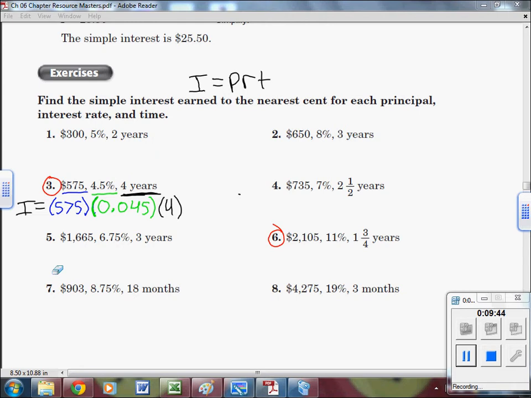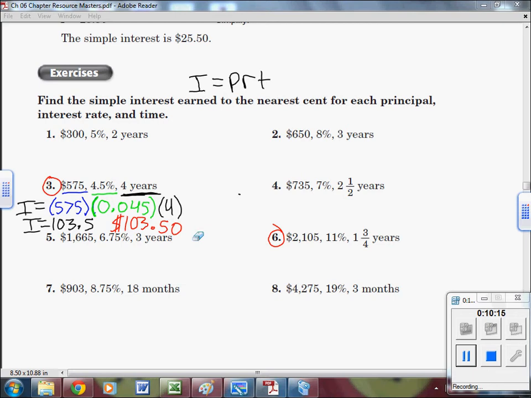So 575 times 0.045 times 4. That's going to give me 103.5. So I equals 103.5, which means $103.50. That is how much interest we earned from this. We don't know whether it was an investment or a loan or savings account. They all work the same in this regard. We just know how much money we made on our money.